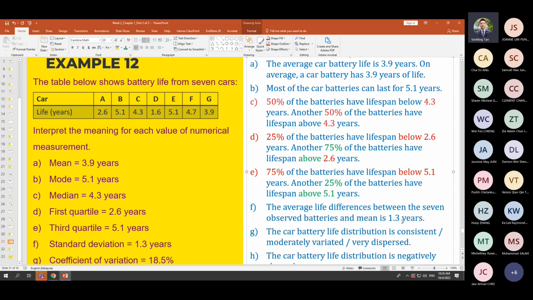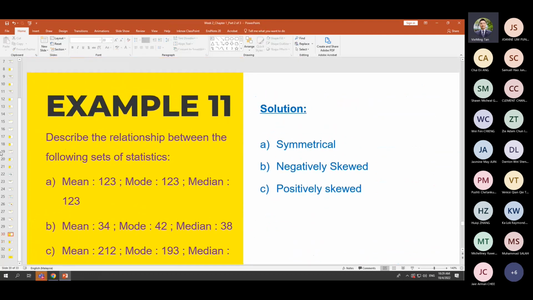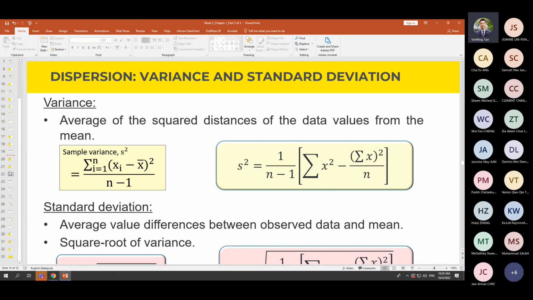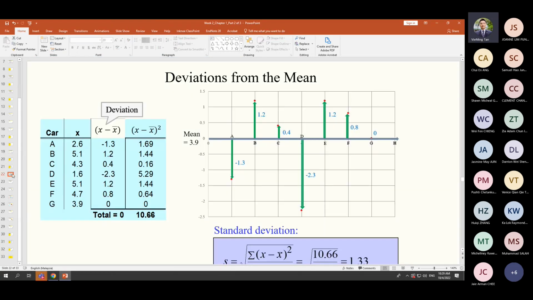The average life difference between the 7 observed batteries and the mean is equal to 1.3 years. Maybe you are confused with this sentence. I'd like to use an example. What is the meaning of this sentence here? I go back to the example again. There is one example for this, I use this one.